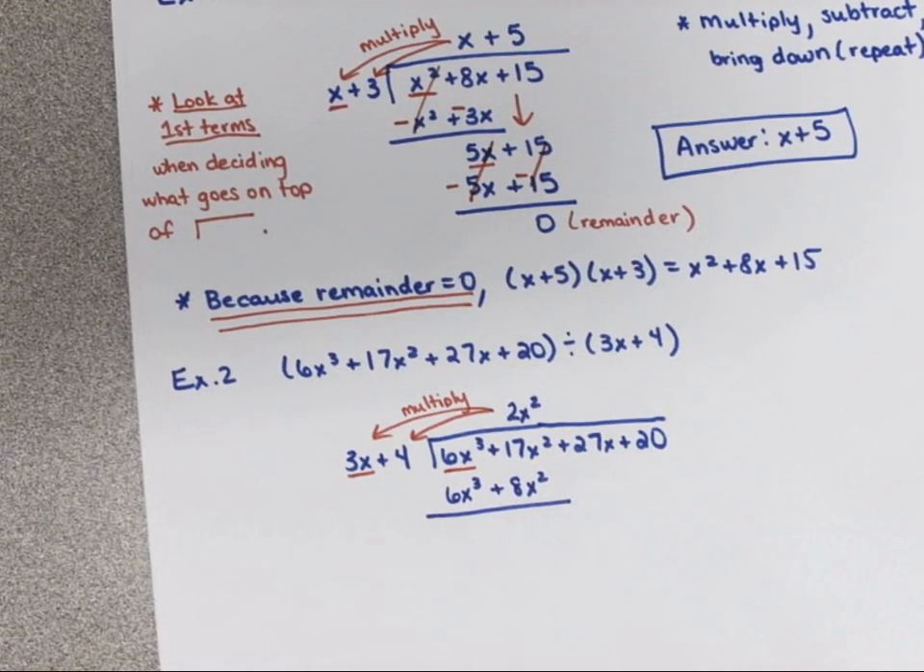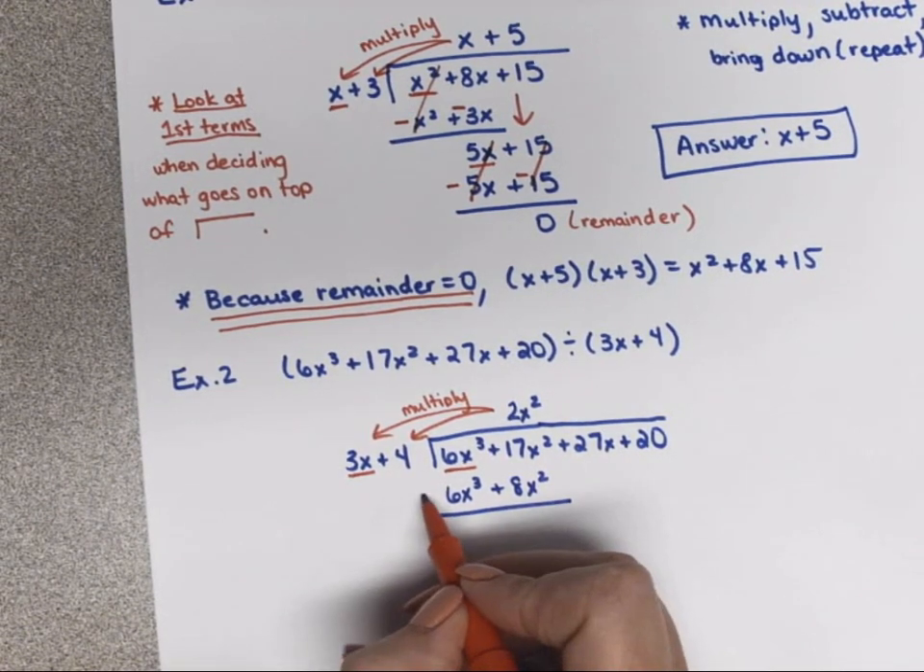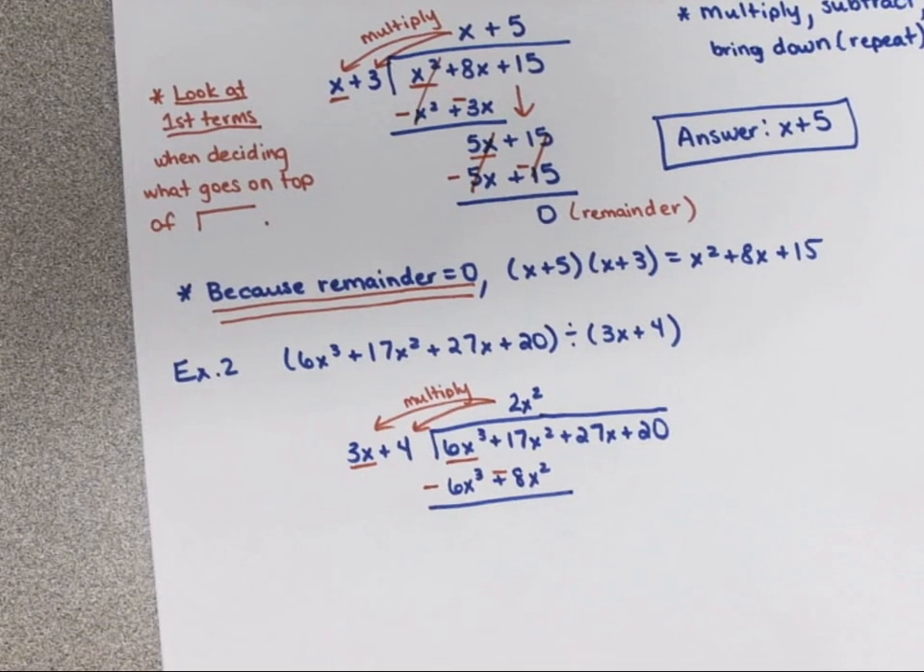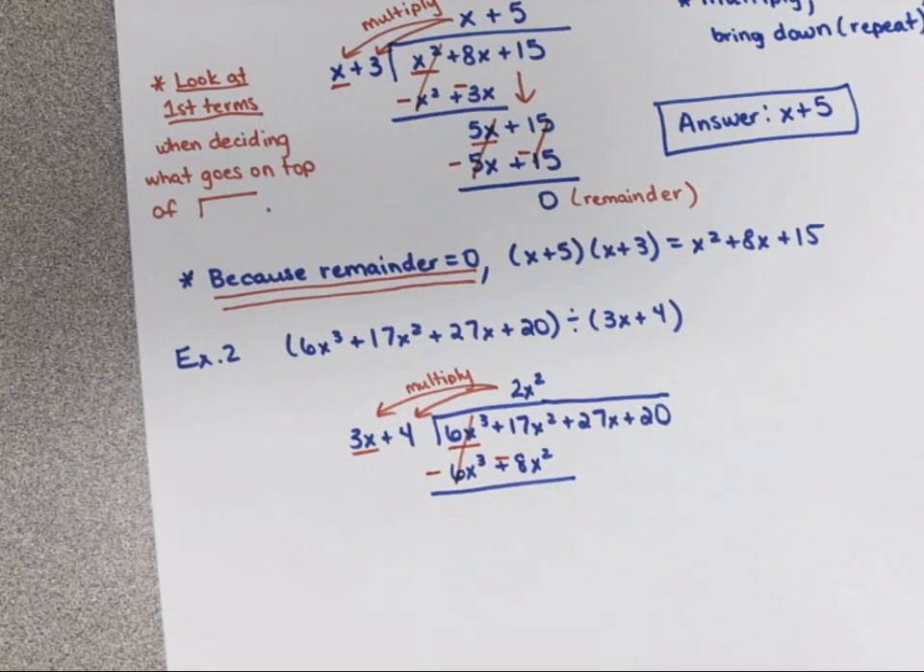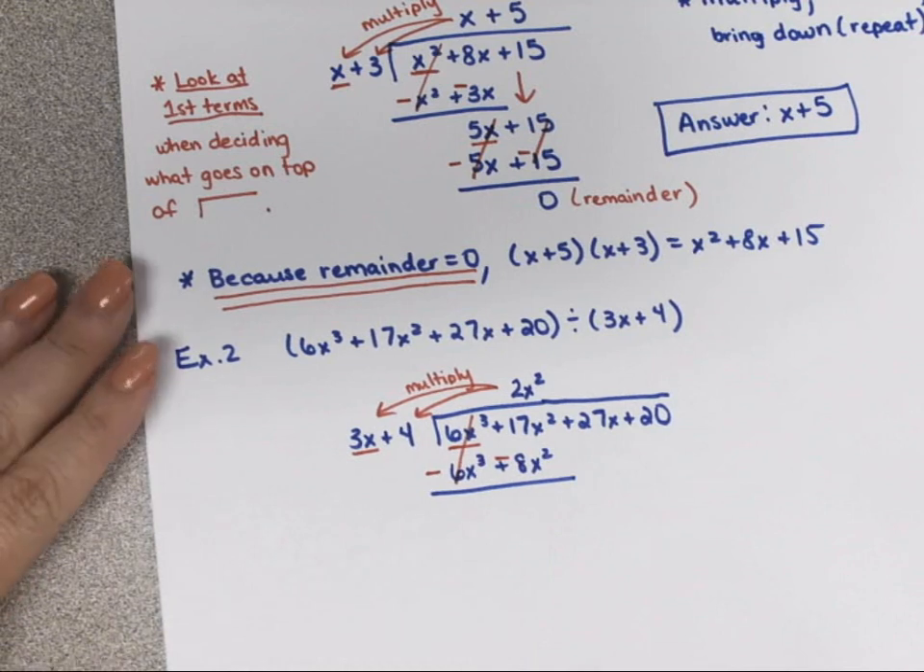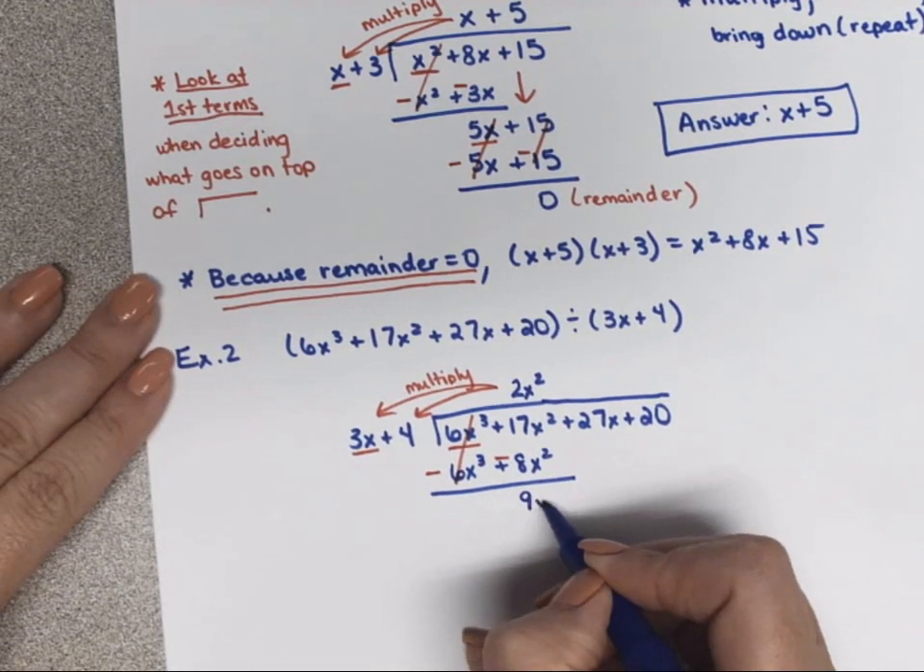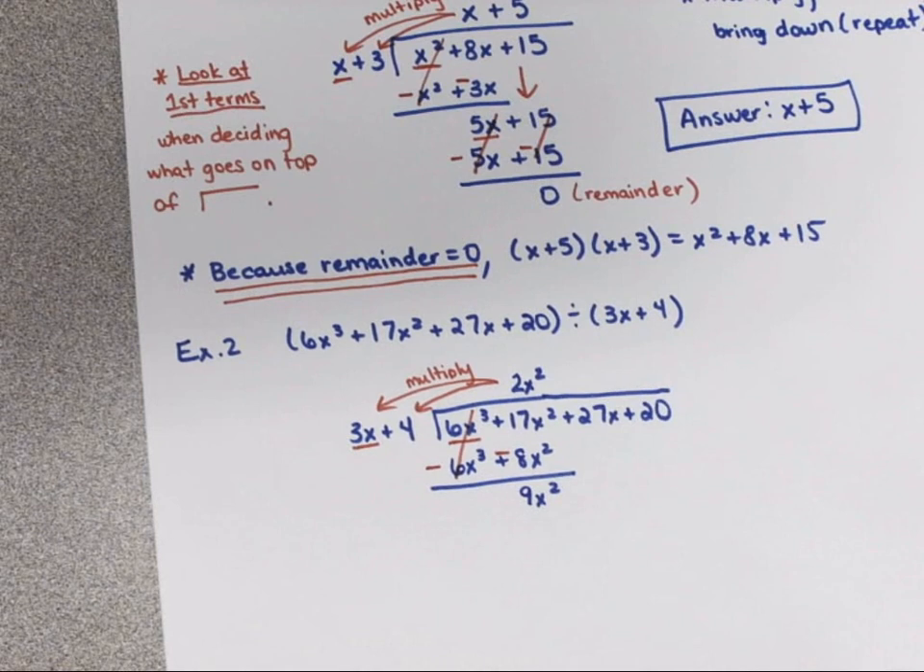So I multiplied, now I need to what? Subtract. Okay, by the way, every stage in the game, you should get this to happen or something's wrong. The first part of every step should go away. All right, so what's left? 17x squared minus 8x squared would be how many? 9x squared. Okay, so then what next?